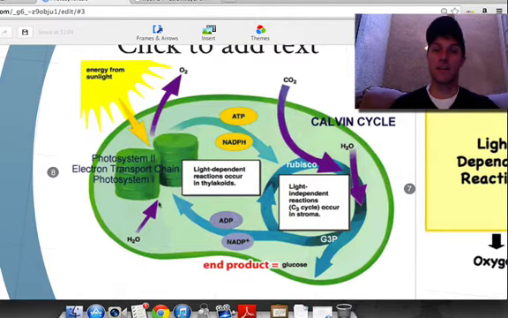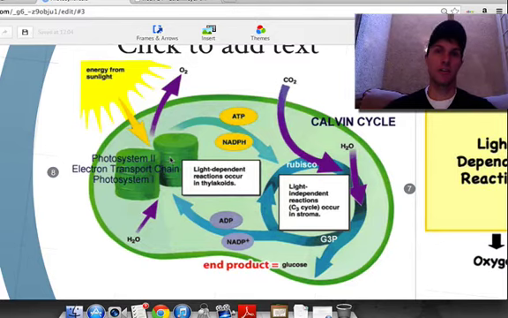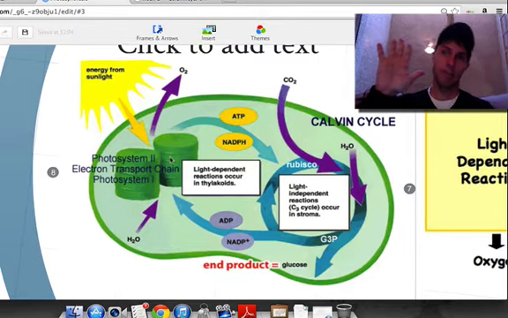Inside these thylakoid discs is the chlorophyll. Now, chlorophyll is the pigment that makes plants green. So let's take a second here to talk about how pigments work. Take a green pigment. Just imagine my hand is green here.